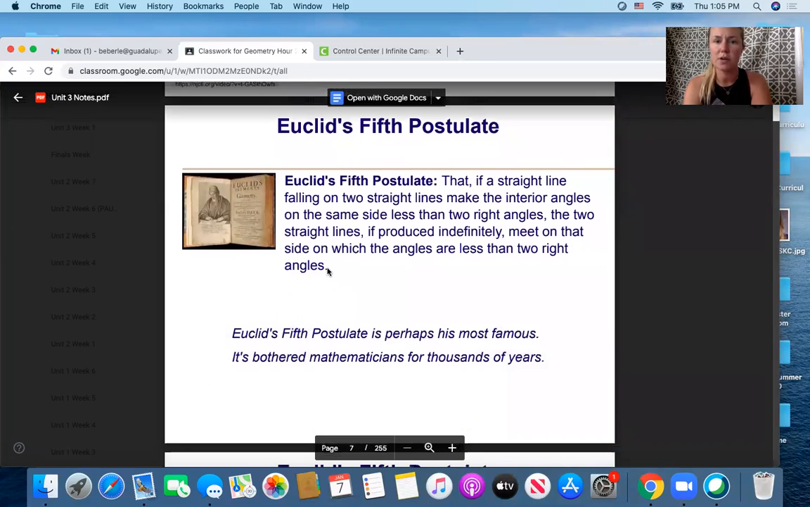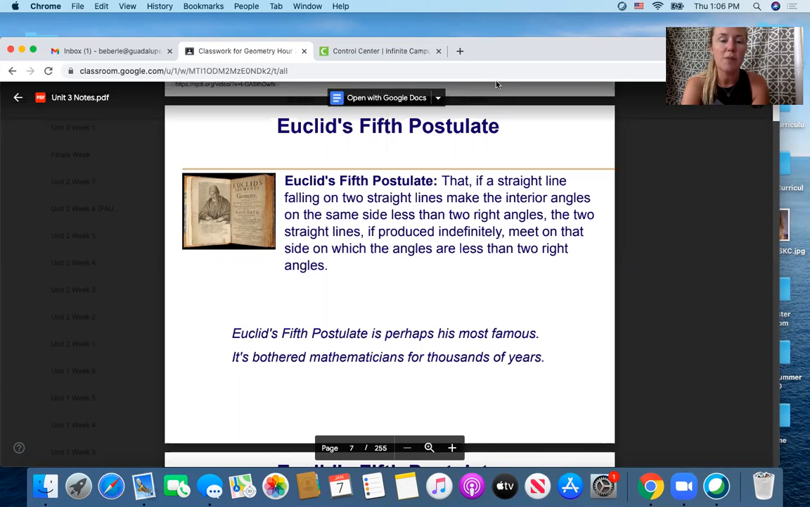So back to kind of where we started at the beginning of the school year with Euclid, we've gone over many of his postulates. We've already gone over 1 through 4, and now we're looking at his 5th postulate. And so Euclid's 5th postulate says that if a straight line falling on 2 straight lines makes the interior angles on the same side less than 2 right angles, the 2 straight lines, if produced indefinitely, meet on that side of which the angles are less than 2 right angles. Whoa. So that makes no sense. So we're going to spend the next few slides kind of breaking it down on what this means to us, like in English, for non-mathematical people.